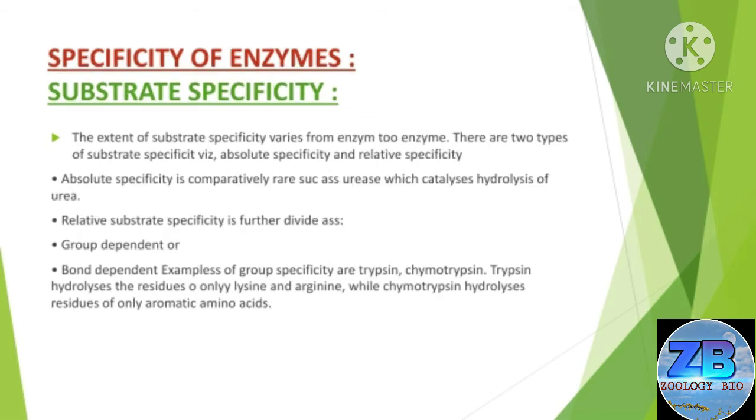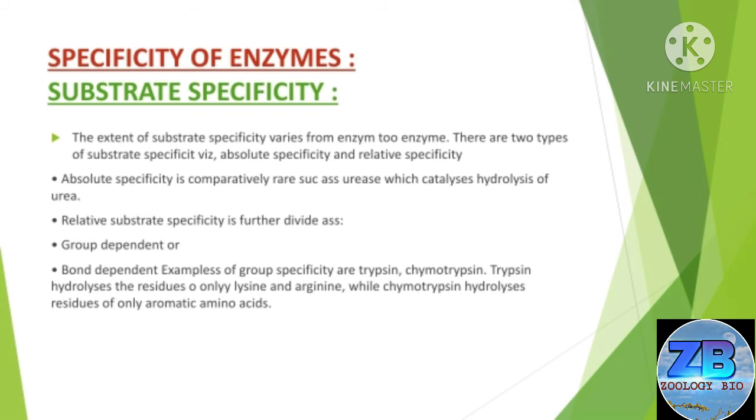The third one is substrate specificity. The extent of substrate specificity varies from enzyme to enzyme. There are two types of substrate specificity, that is absolute specificity and relative specificity. Absolute specificity is comparatively rare, such as urease, which catalyzes hydrolysis of urea.